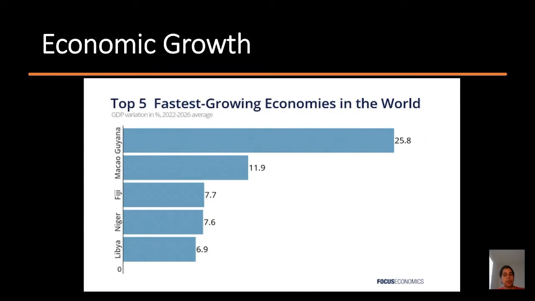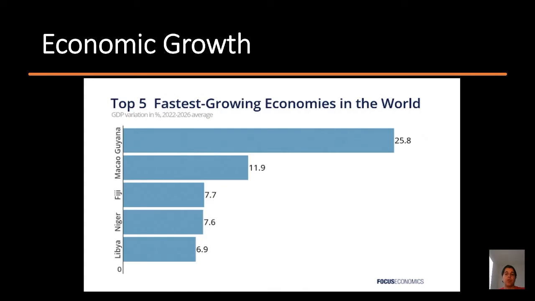Now, this is a list of the 5 fastest growing economies in the world according to Focus Economics, which are expected to grow fastest over the 2022 to 2026 period. They collected the data for 198 countries, and this is the list they have come out with. Number 1 is Guyana. The average growth is expected to be 25.8%.